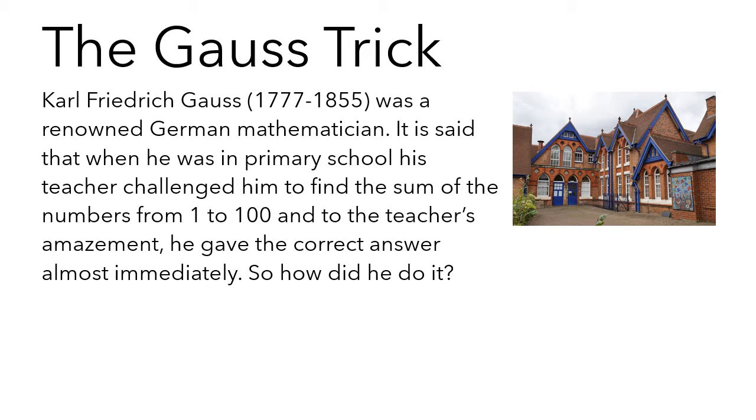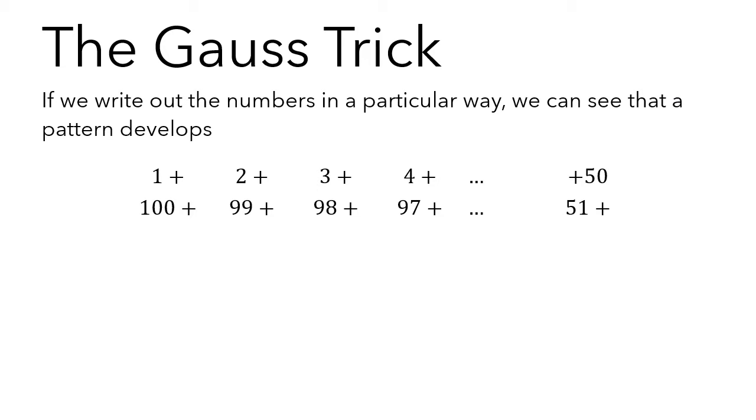So Carl Friedrich Gauss was a really famous German mathematician who handled this very problem when he was in primary school. The story goes that his teacher challenged him to find the sum of the numbers from 1 to 100, and to the teacher's amazement, he gave the correct answer almost immediately. So how did he do it? Here's the trick that he used.